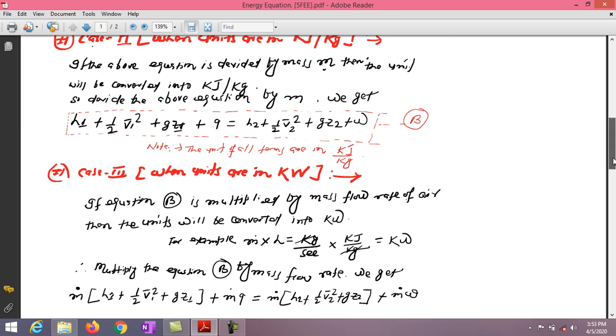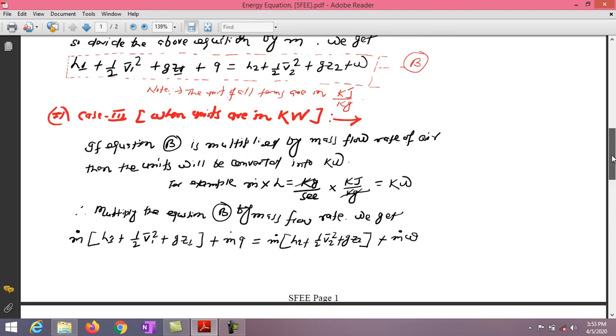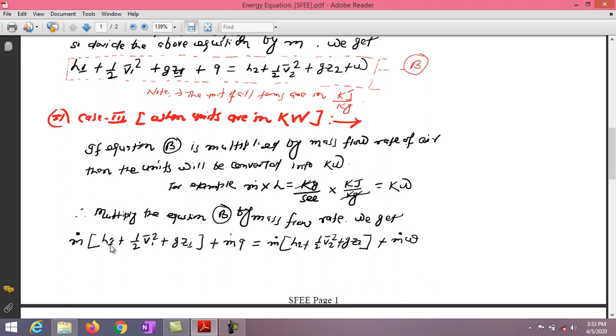So in this equation, just multiply the equation B by mass flow rate. We have to multiply this equation by mass flow rate. This is m dot into h1 plus half u square plus gz1 plus m dot q. I have to separate this quantity, we'll explain later on. This is equal to m dot into h2 plus half u square plus gz2 plus m dot into w.